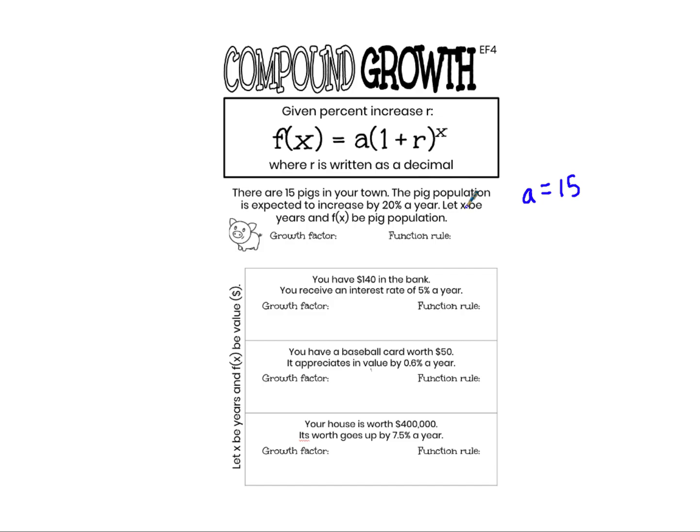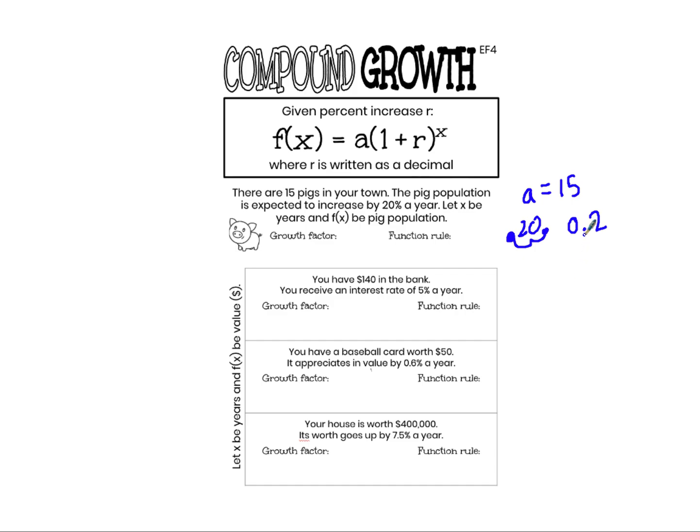Now, whenever we're looking at compound growth, we need to take the percentage and write it as a decimal. The way we write a percentage as a decimal is we divide it by 100. And the shortcut for writing, for example, the percent 20 as a decimal is we take this decimal and move it 2 places to the left. That means 20% is equivalent to the decimal 2/10 or 0.2. So my percent increase as a decimal is 2/10 or 0.2.